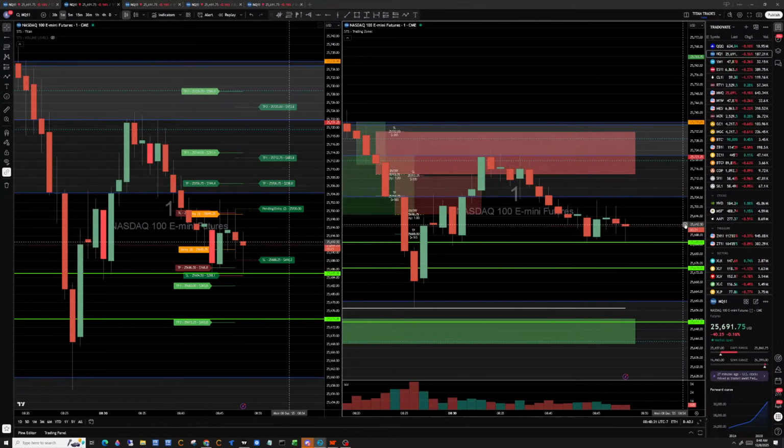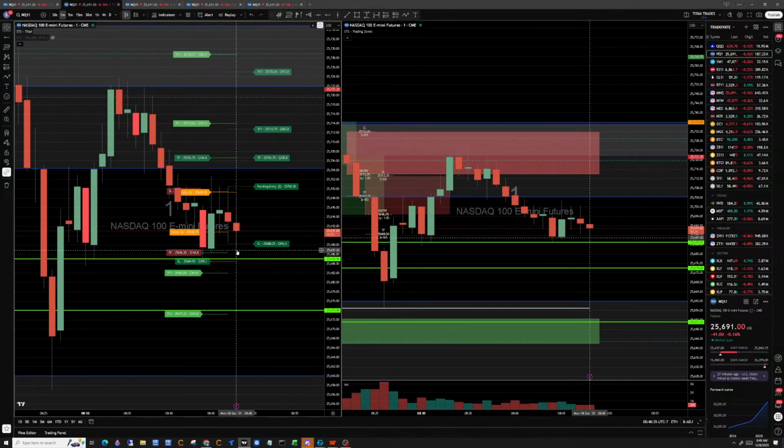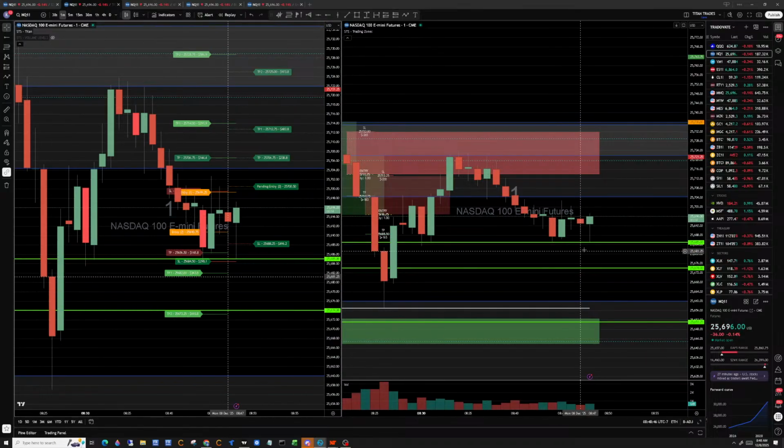All right. Did we just tap that little? That's crazy. We just tapped that line again. It's just holding up. Yeah, that's what I was hoping for. That little support. This zone right here is just not letting go.